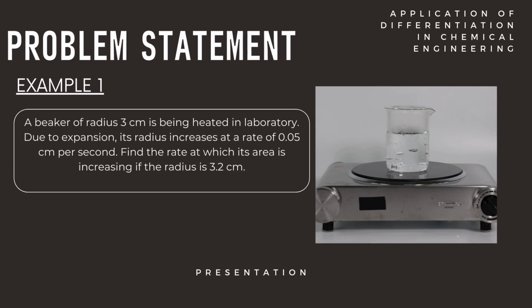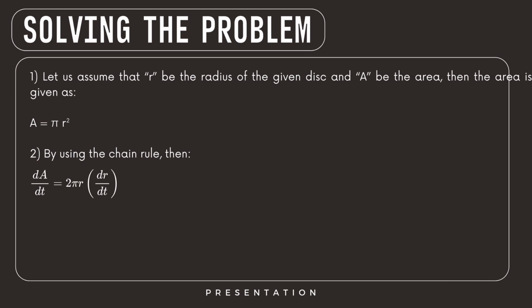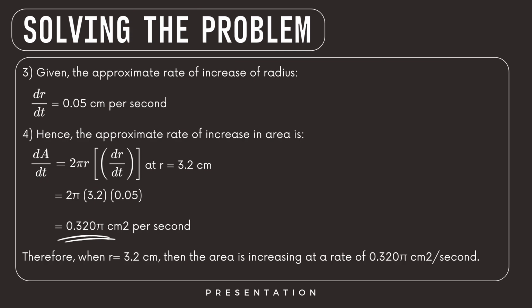Let's dive into solving it. Step 1: we assume that r is the radius of the given disk, and A is the area. The formula for the area is A equals pi r squared. Step 2: using the chain rule, we get dA/dt equals 2 pi r times dr/dt. Step 3: given that the rate of increase of the radius, dr/dt, is 0.05 centimeters per second, we substitute the values into the formula.